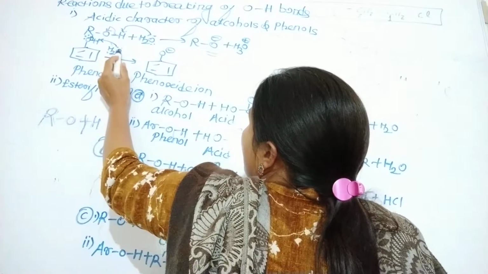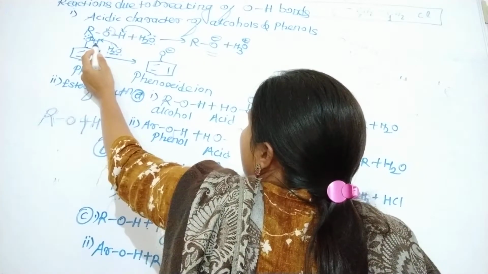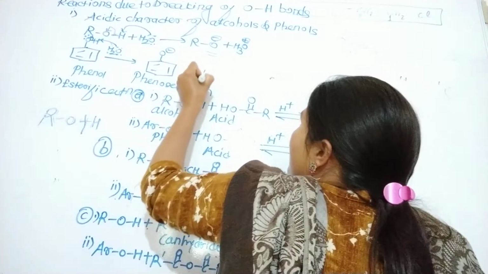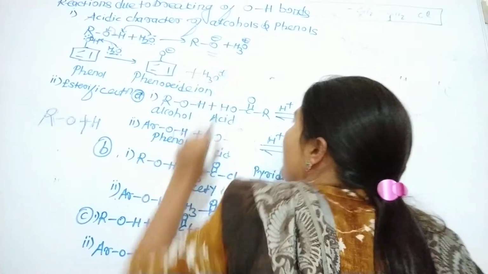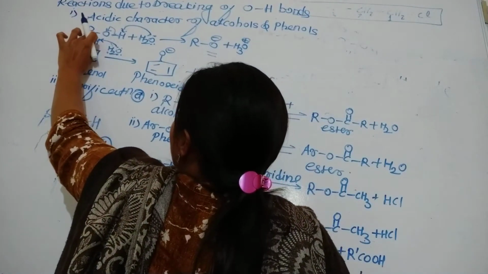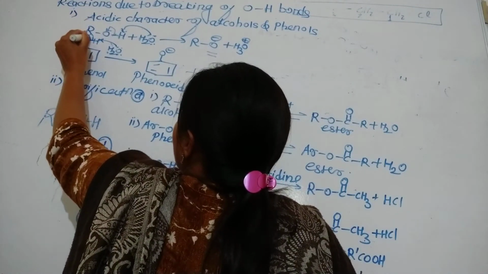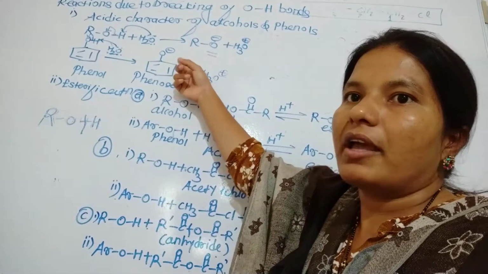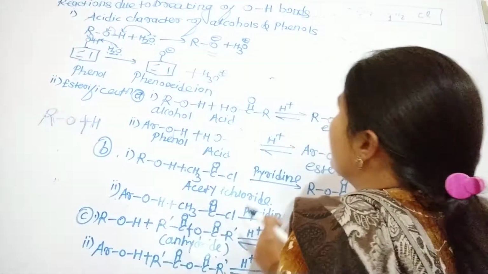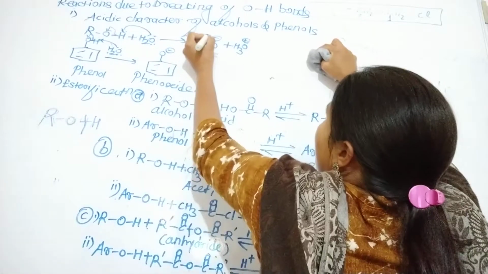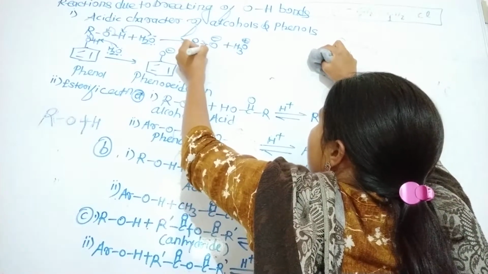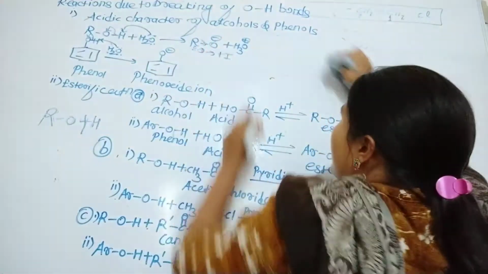The lone pair of the oxygen atom takes this H plus from the phenol. That means there is formation of hydronium ion, and the bond between oxygen and hydrogen breaks, this bond shifts on the oxygen, and the oxygen atom carries a negative charge. It is called a phenoxide ion. You know that an electron donating group is present in alcohol, and it can show a plus I effect.